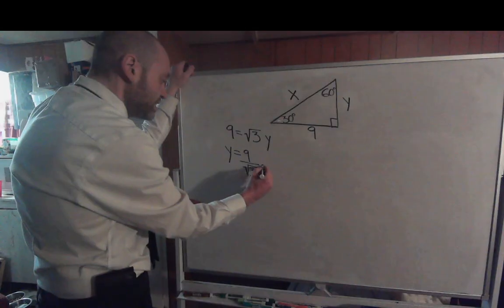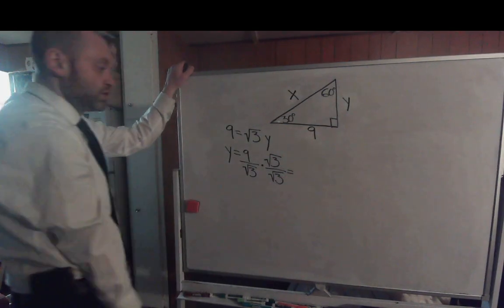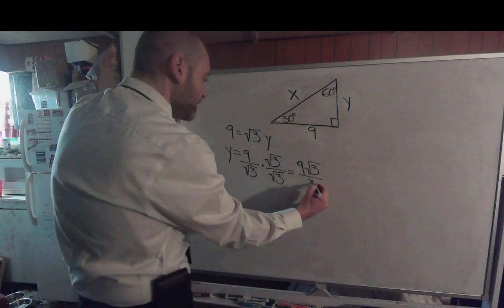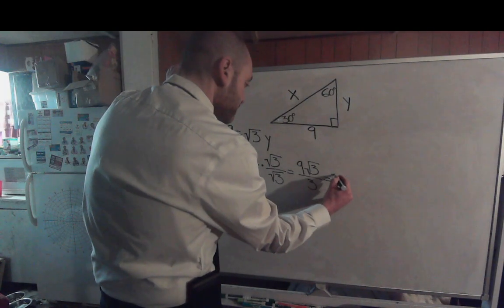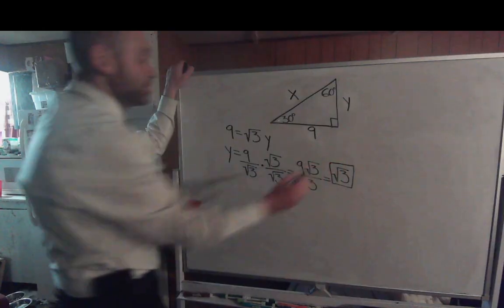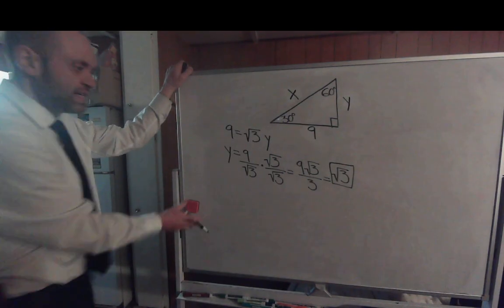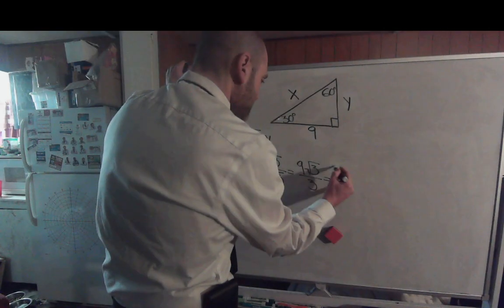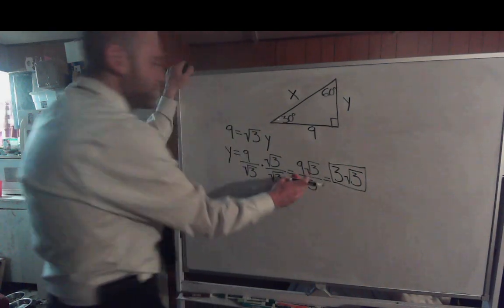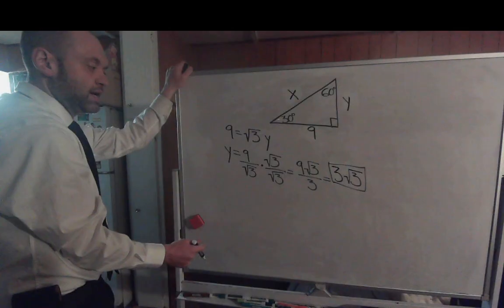Now rationalize your denominator. So this is going to turn into 9 times the square root of 3 over 3, or simply just the square root of 3. So your shorter leg has a length of the square root of 3. Oh, 3 times the square root of 3, excuse me. I don't know what I was thinking. That's 3 times the square root of 3. Forgive me for that, because 3 divides into 9 3 times. So your shorter leg has a length of 3 times the square root of 3.